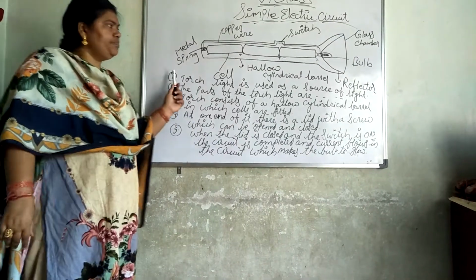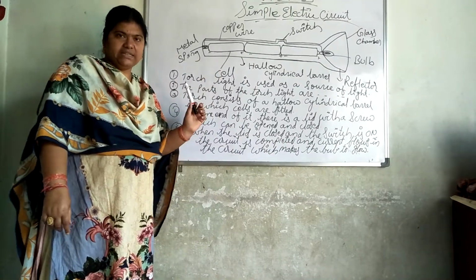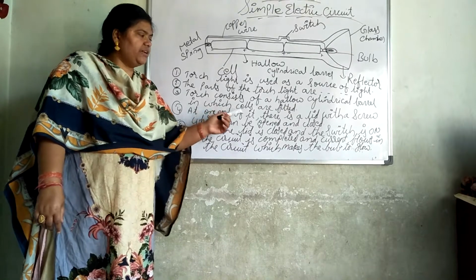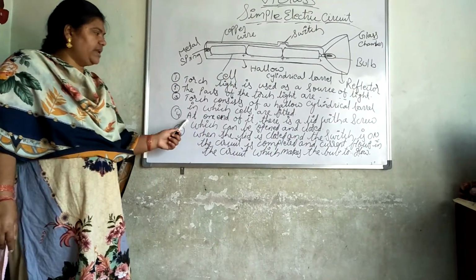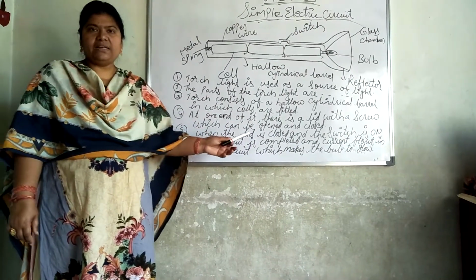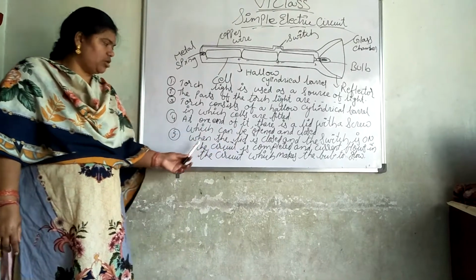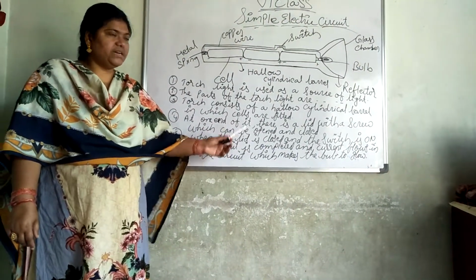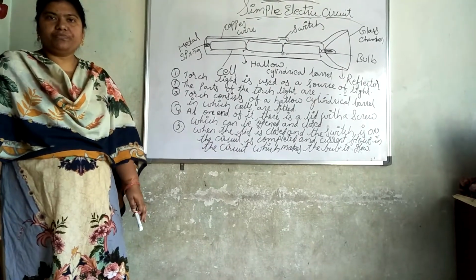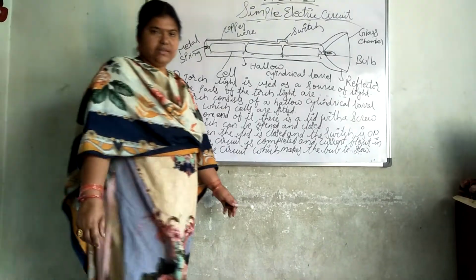The first point is torchlight is used as a source of light. Second is what are the different parts it has. Third is the torch consists of a hollow cylindrical barrel in which cells are fitted. Next, at one end of it there is a lid with a screw which can be opened and closed to open and close the circuit. Next, when the lid is closed and the switch is on, the circuit is completed and current flows through the circuit which makes the bulb glow. Did you get the answer? You have to draw this diagram and write the answer. Next.